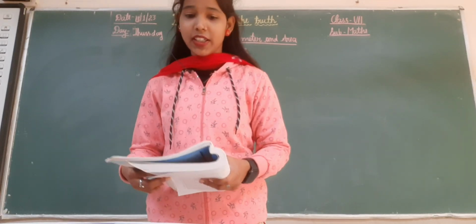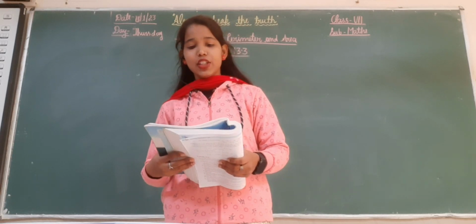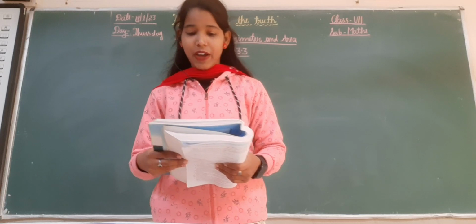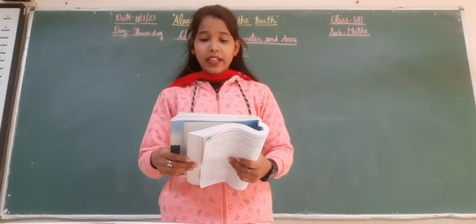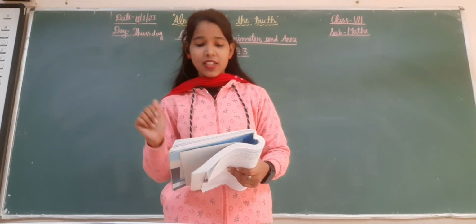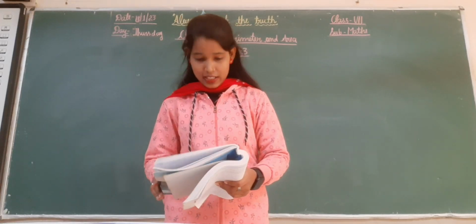Question number 13 is: a wire is in the form of a square of side 27.5 centimeter. It is straightened and bent into the shape of a circle. Find the area of the circle.